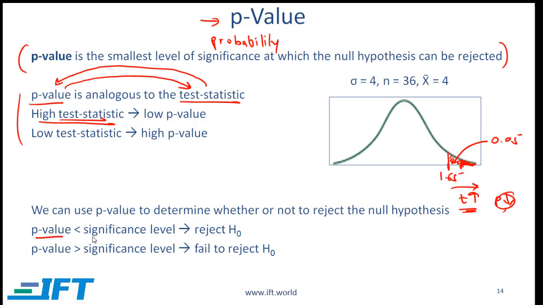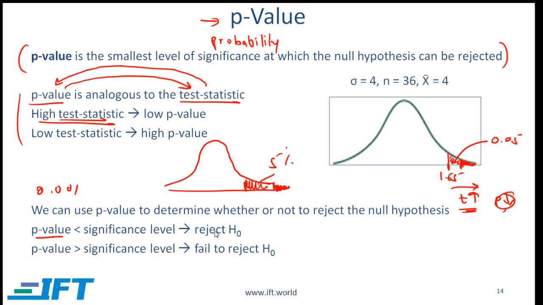If the p-value is less than the significance level, so if you have a situation where the significance level is 5%, so that means you have 5% over here, and the p-value is smaller, so let's say the p-value is 0.001, that means that you have this probability or this p-value. If this p-value is less than 5% or less than 0.05, then clearly you reject the null hypothesis.